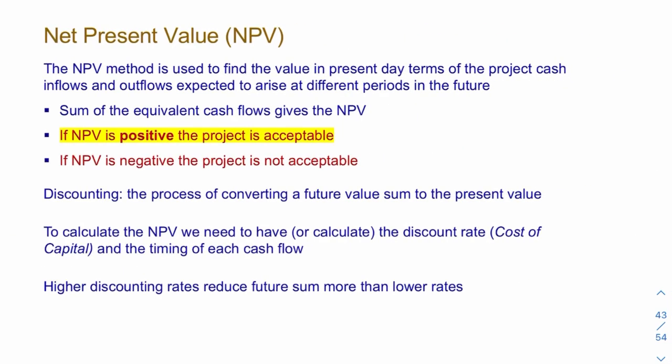So what we do is we calculate something called the net present value. We add up all the different cash flows and we calculate the net present value, and I'll show you how to do that. But we then look at whether that value is positive or negative. If it's positive, we accept the project. If it's negative, it's a loss, and we reject the project.